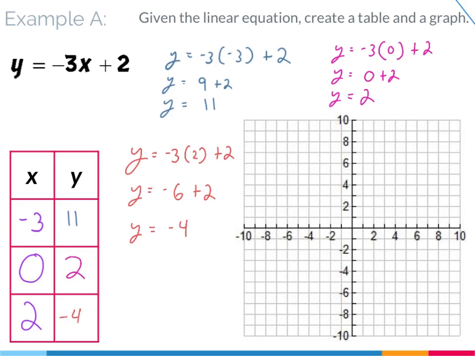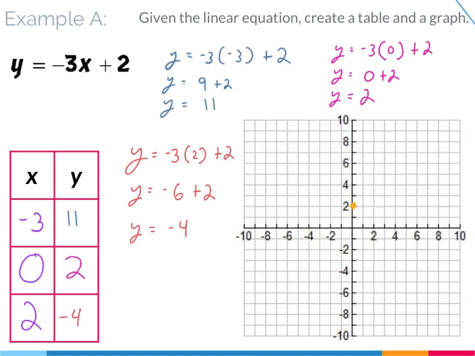So now that I've got all of my points filled out in my table, I'm going to have to draw those points on my graph. Now, as we talked about before, negative 3, 11 is not on our graph, so we're not going to be able to graph that one right away. It's going to be just off our graph, which isn't the end of the world. So let's start with 0, 2. I go 0, up 2. That's where one of my points is going to be.